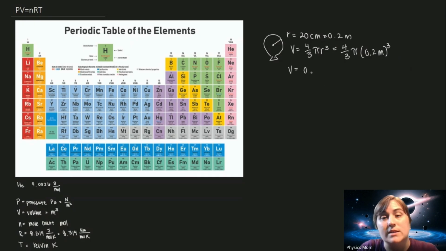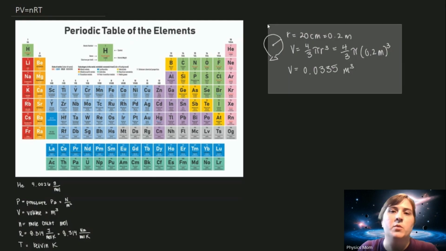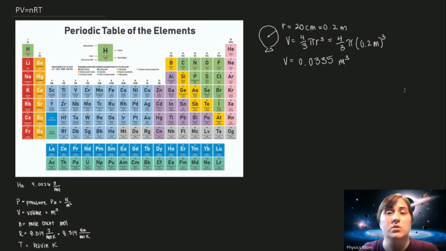This is an estimated, or approximate, volume: 0.03, we'll say 0.0335. This would be meters cubed. I'm going to keep a few extra significant figures here. And we want to say that this balloon is sitting in just the room, right? So maybe a standard temperature of 75 degrees Fahrenheit.